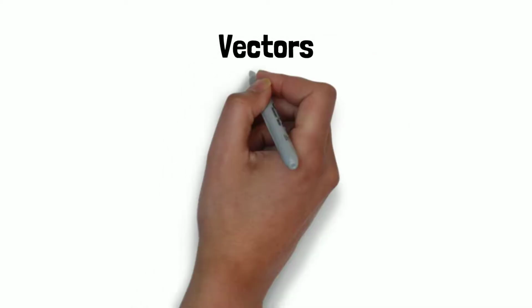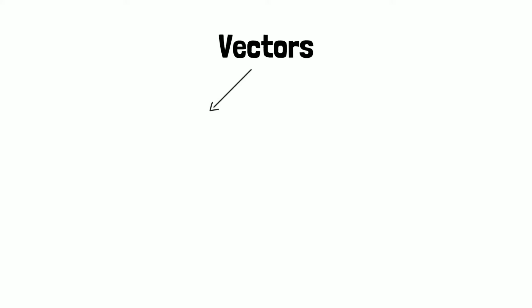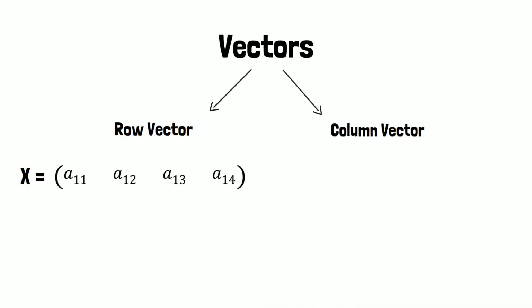Matrices can also exist when they only have one row or one column. Matrices consisting of only one row are called a row vector, and matrices consisting of only one column are called a column vector. Matrix X on your screen is a row vector and matrix Y is a column vector. Matrix X is a 1 times 4 matrix because it consists of only one row and 4 columns. Matrix Y is a 4 times 1 matrix because it consists of 4 rows but only one column.